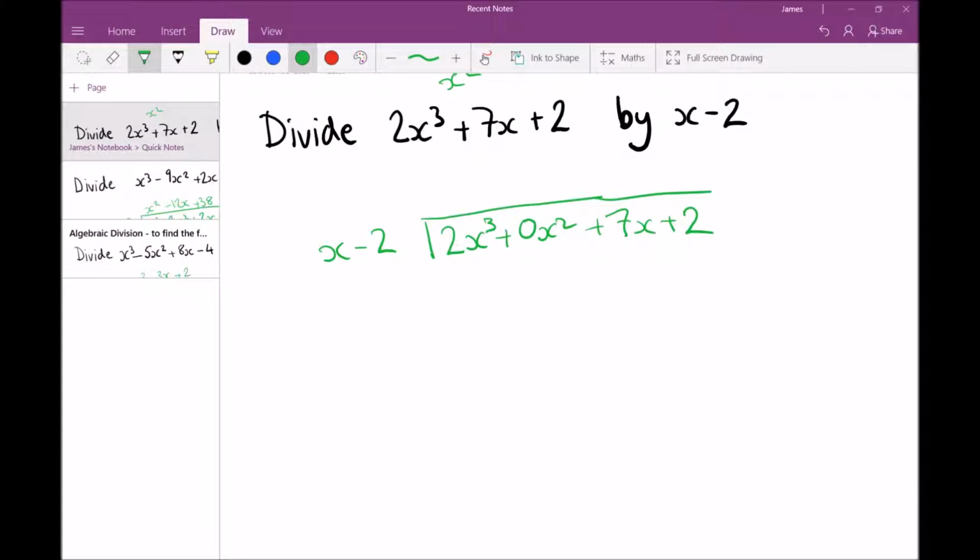Okay, so the first thing we do is say, what do we times x by to get 2x cubed? So that's 2x squared. So bring that down. 2x squared times x is 2x cubed, then minus 2 times 2x squared is minus 4x squared. Okay? So then we take them away. So we get plus 4x squared. Bring the 7x down.